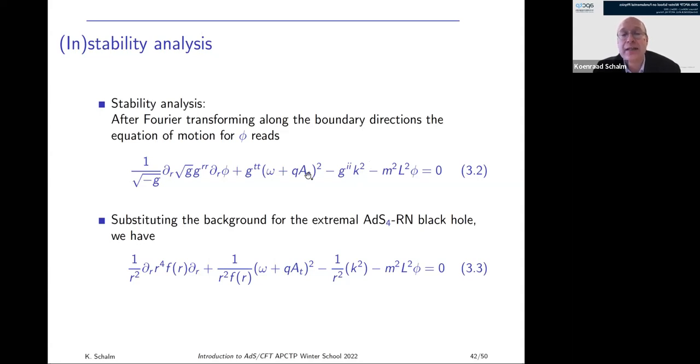And now I substitute in the actual background for the extremal AdS4 Reissner-Nordström black hole. And then you get these various warp factors in the system. And this is therefore the equation that I should study, whether this system has an instability.